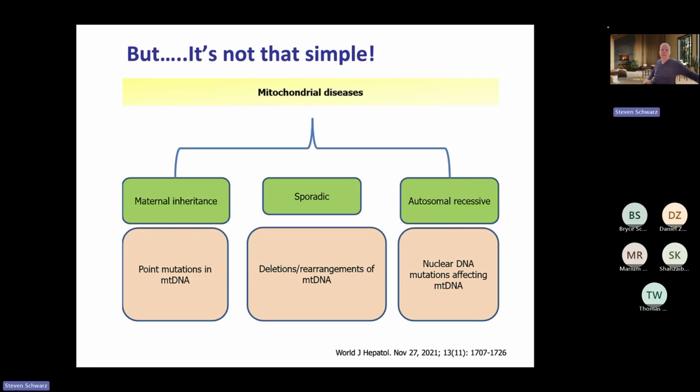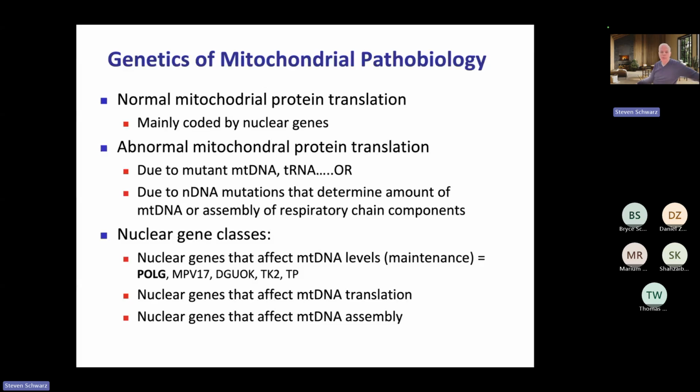So let's look at the genetics of mitochondrial pathobiology. Normal mitochondrial protein translation is mainly coded by nuclear genes. Abnormal mitochondrial protein translation can be due to mutant mitochondrial DNA, but less common, transfer DNA, or due to DNA mutations in the nucleus that determine the amount of mitochondrial DNA and the assembly of respiratory chain components.